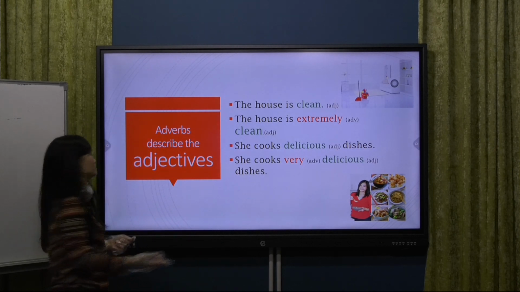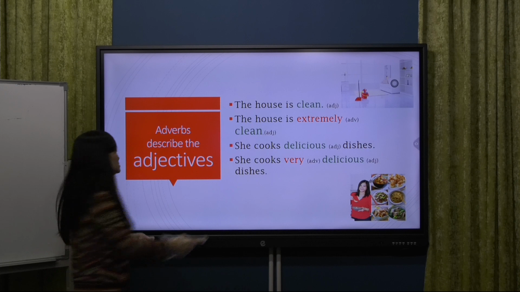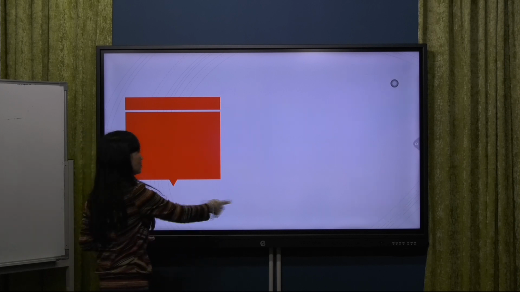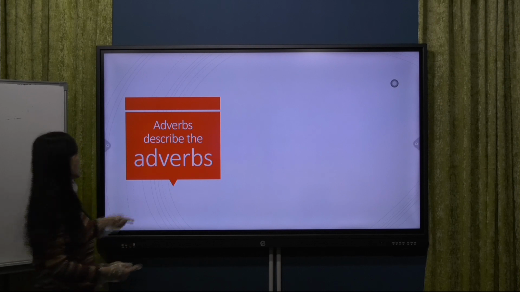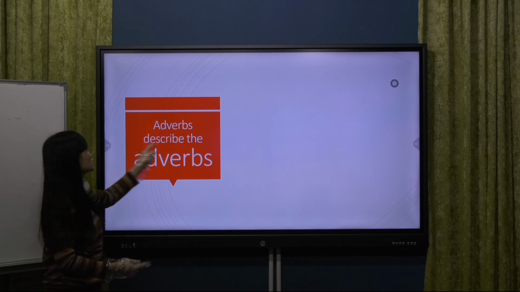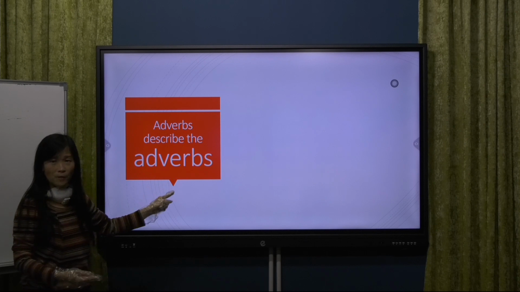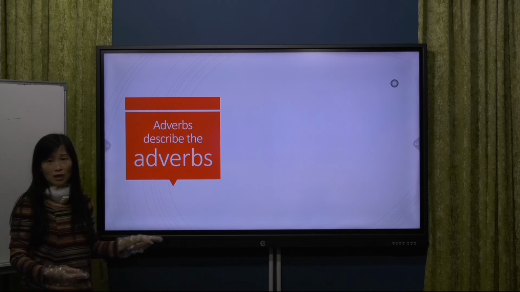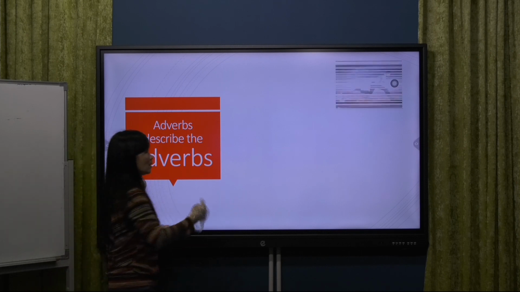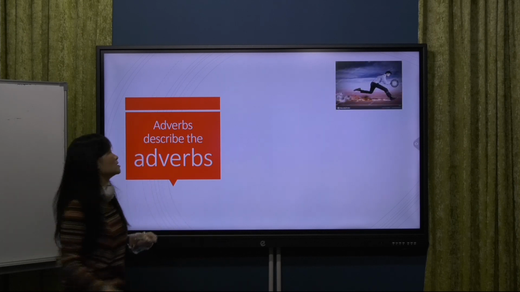So far, so good. Go to the next point. Something very, very interesting. Why so interesting? Because adverbs also describe the adverbs. What is it all about? Adverbs describe the other adverbs in English. Okay, some examples to show you this.